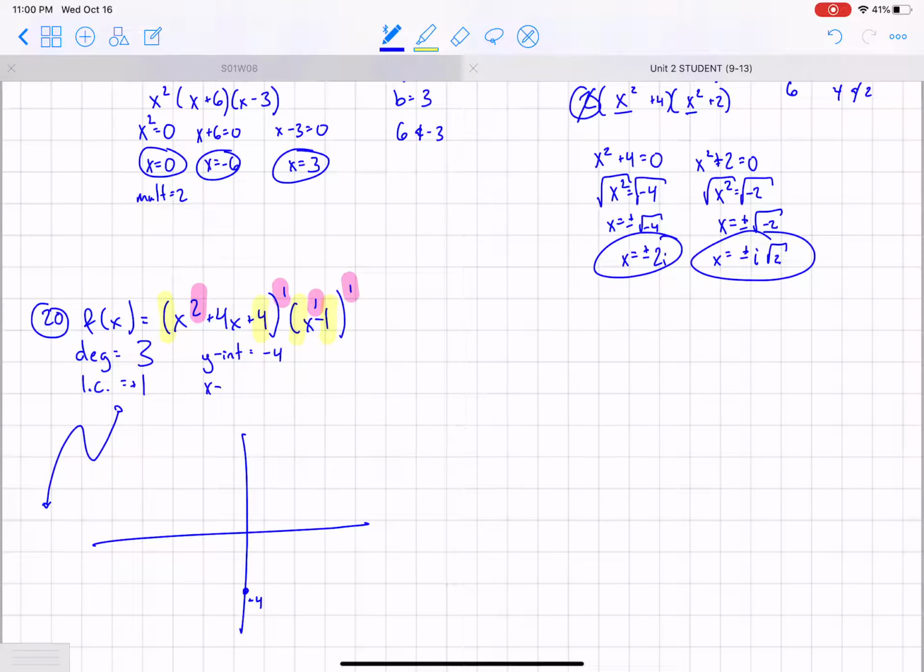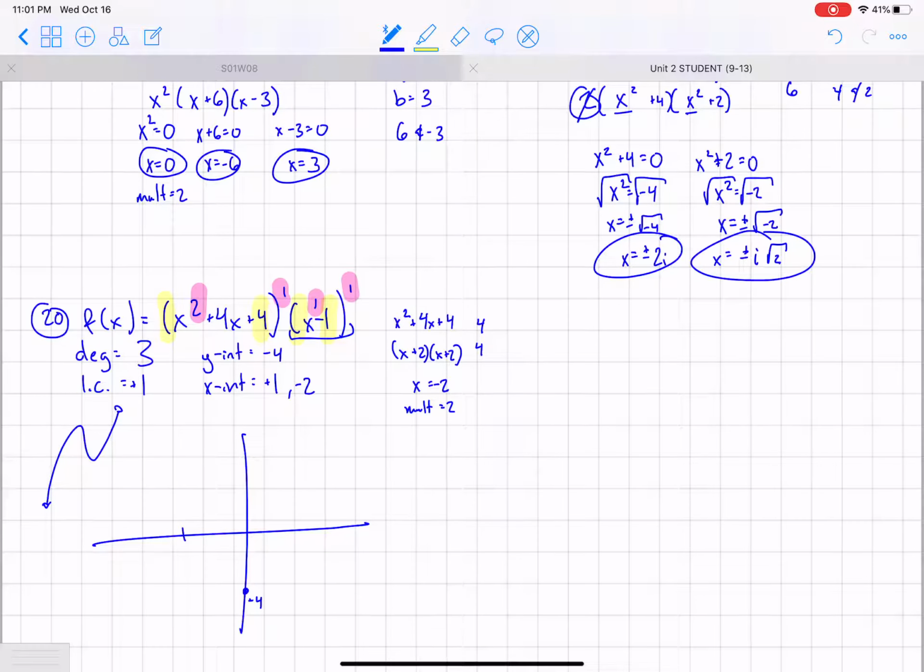So now we have to think about our x-intercepts. We can find this one right here. That would be positive 1. But then we have to think, if we could factor this, what would we get? I'm thinking of 2 numbers that multiply up to 4, but also add up to 4. Does that exist? Yes, it does. So we get (x plus 2)(x plus 2), which means we have x equal to -2, but with a multiplicity of 2.